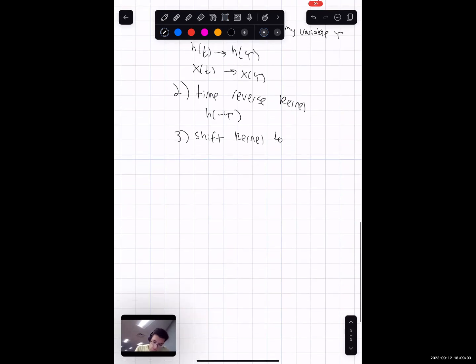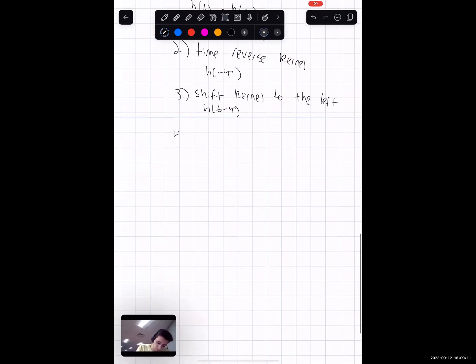So we're going to shift the kernel, so h of t minus tau. And then we can take the integral, because it's a continuous signal, right? Okay. So these are the overall steps. This is why we're doing convolution.